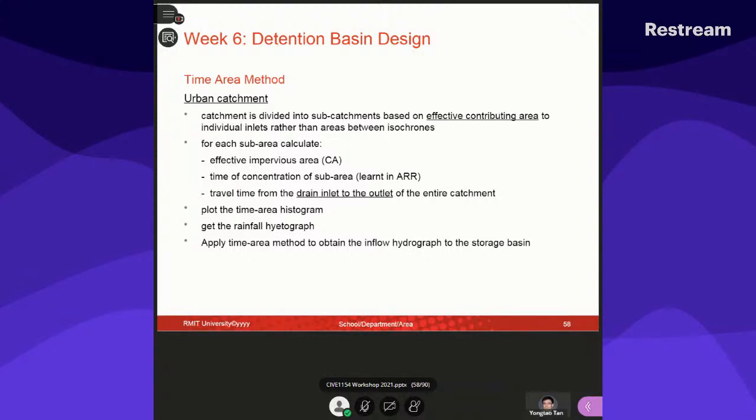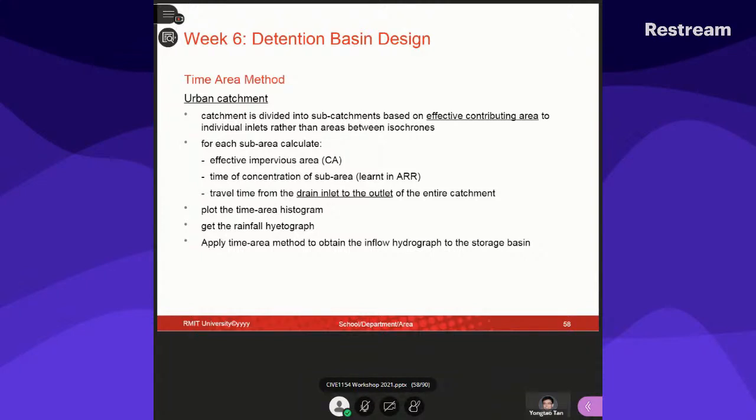Without further waiting, we start this afternoon session. In this morning session, we introduced the time area method, and I also showed you some examples, and you already had an exercise for the time area method.